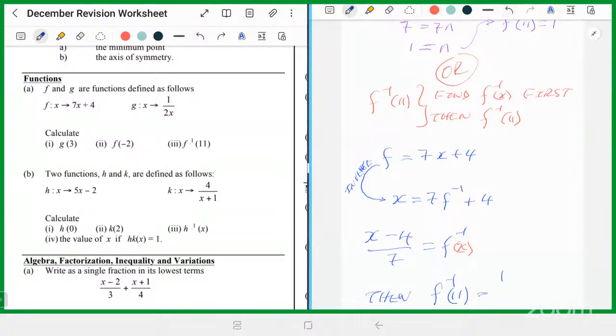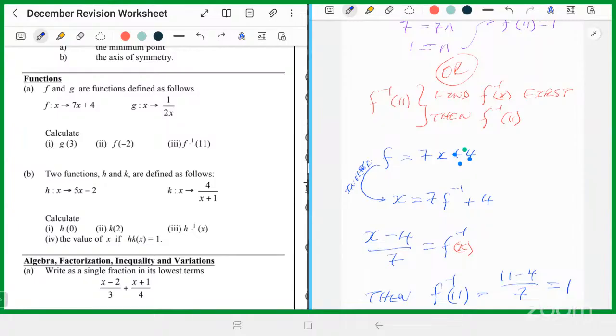So it becomes 11 minus 4 over 7. 11 minus 4 is 7 again. 7 divided by 7 is 1. So you get the same answer, 1, whichever method they want to use. Are you good at that? Are you okay? Yes, sir.